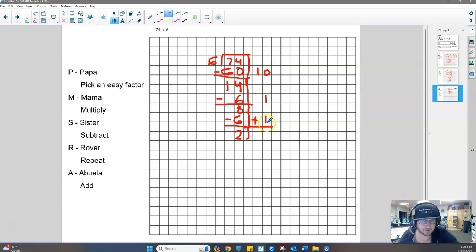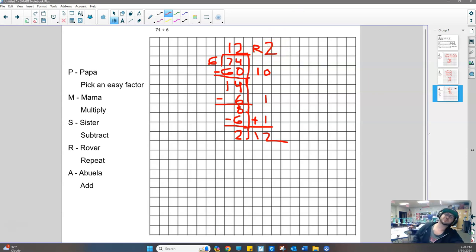10 add 1 is 11. Add 1 is 12. So this tells me that the quotient of this is 12. And then this 2 over here tells me that there is a remainder of 2.